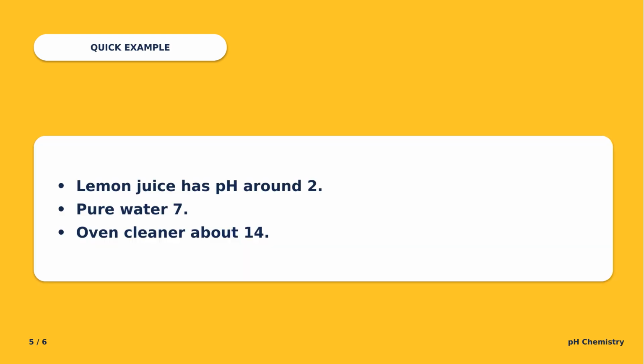Quick example, lemon juice has a pH around 2, pure water 7, oven cleaner 14. Dilute a strong acid by 10 times and the pH rises by 1. Dilute by 100, pH rises by 2. A big effect for not much water.